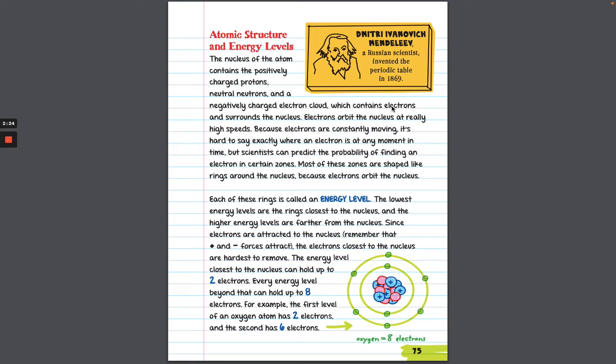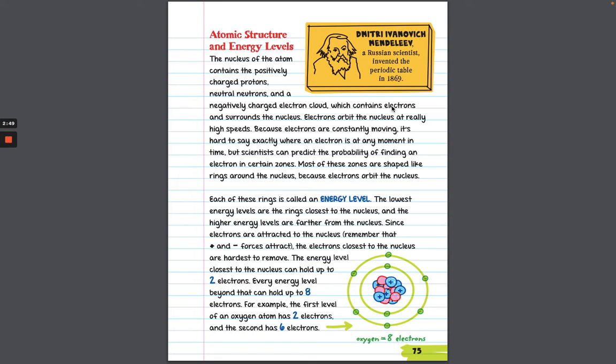Here we go. Atomic structure and energy levels. The nucleus of an atom contains the positively charged protons and neutral neutrons, and a negatively charged electron cloud, which contains electrons, surrounds the nucleus. Electrons orbit the nucleus at really high speeds. Because electrons are constantly moving, it's hard to say exactly where an electron is at any moment in time, but scientists can predict the probability of finding an electron in certain zones.